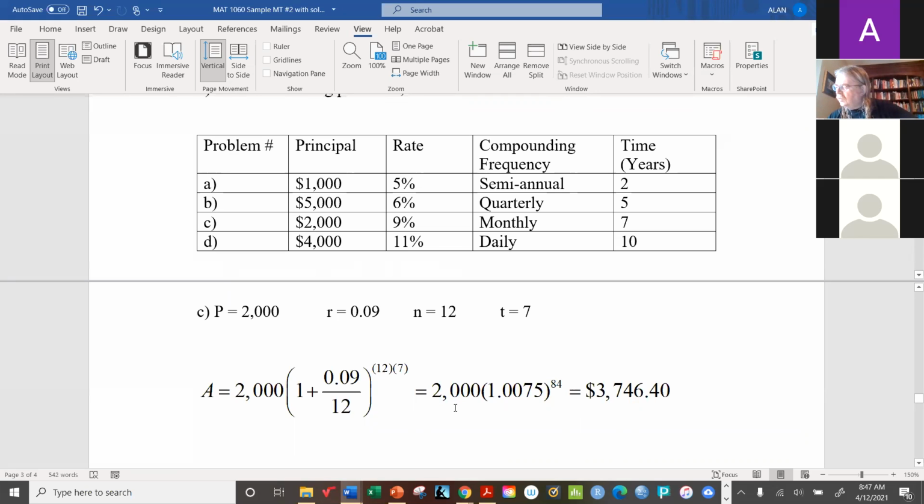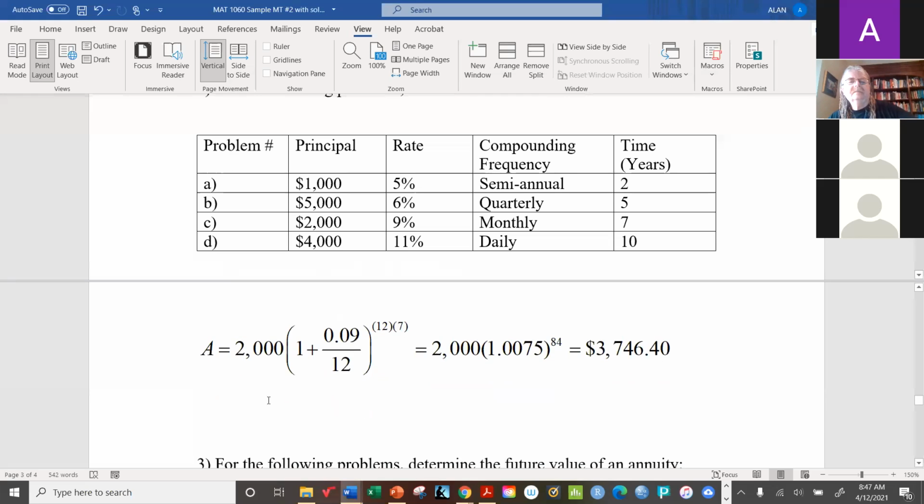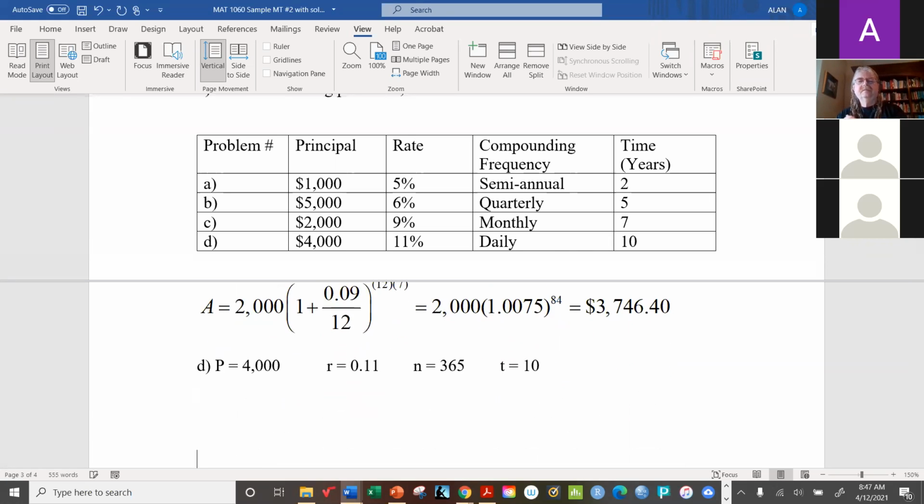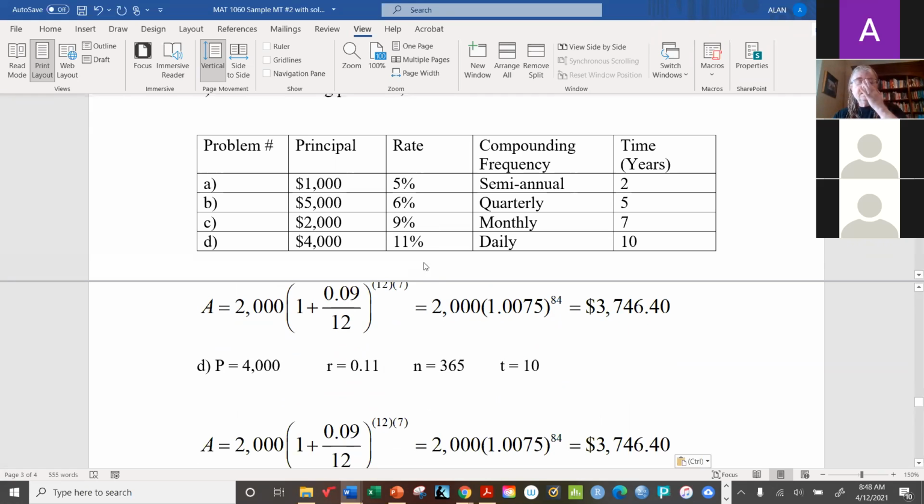All right, and then there's one more. P is 4,000. R is 11%. Now this time, the frequency is 365 and T is 10. So that's going to be a bit of a mess, but we can do it. So let's see, how does that work?